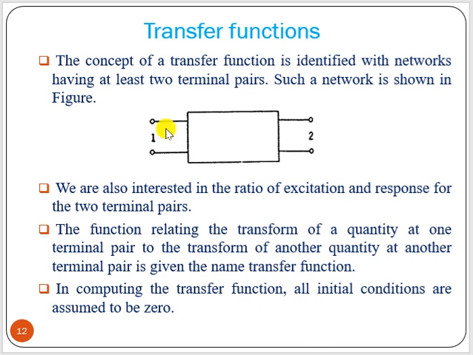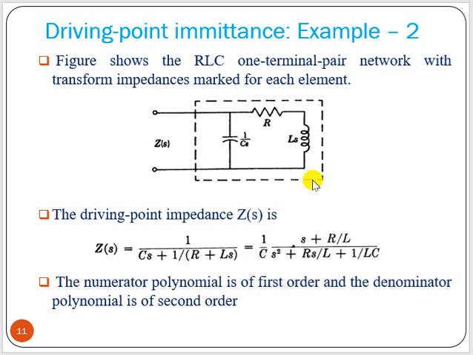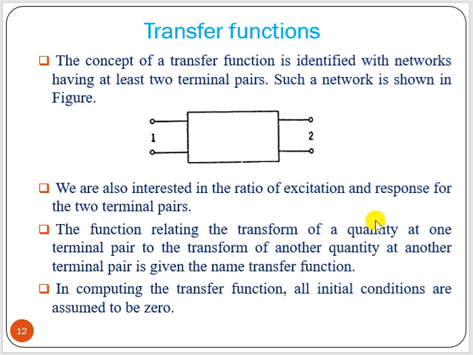Okay, so we have a two terminal pair or two-port network, port one and port two. We are also interested in the ratio of excitation and response for the two terminal pairs. In the case of one terminal pair, we are finding only the driving point immittance, either the impedance function or admittance function. Now for a transfer function, we will require excitation and response.